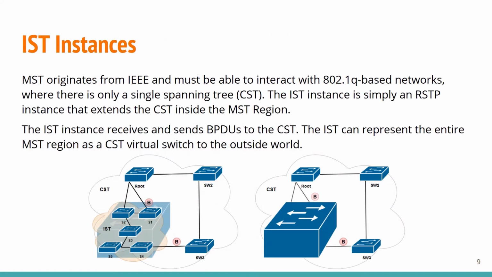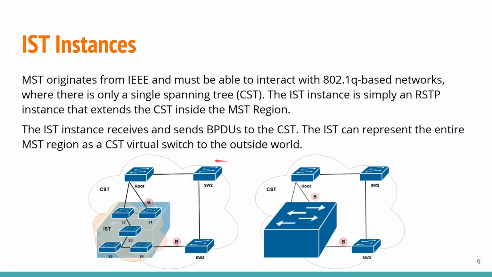IST instances. MST originates from IEEE and must be able to interact with 802.1q based networks, where there is only a single spanning tree, the common spanning tree or CST. The IST instance is simply an RSTP instance that extends the CST inside the MST region. The IST instance receives and sends BPDUs to the CST. The IST can represent the entire MST region as a CST virtual switch to the outside world.